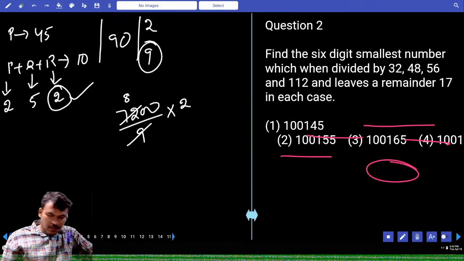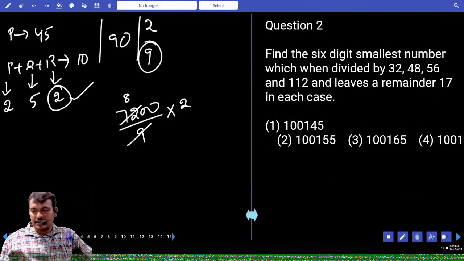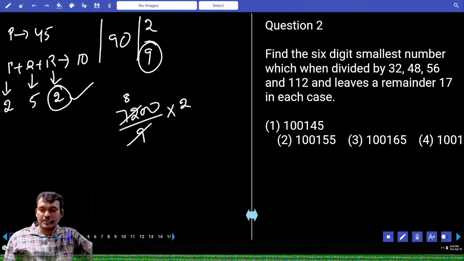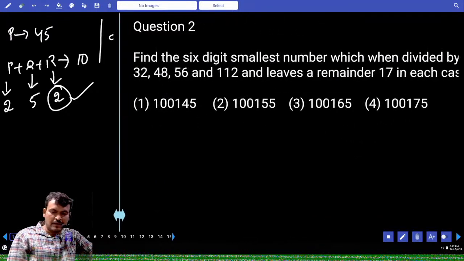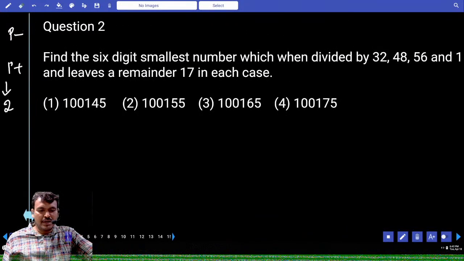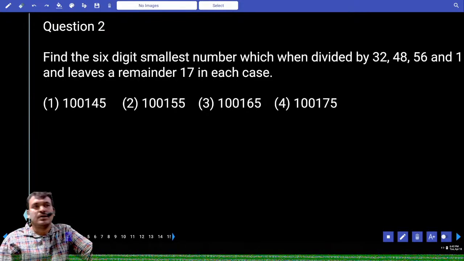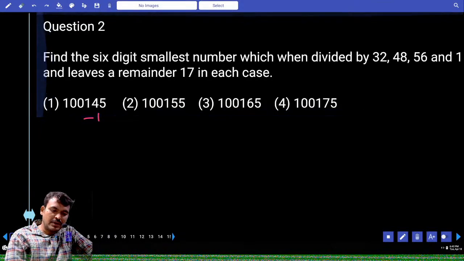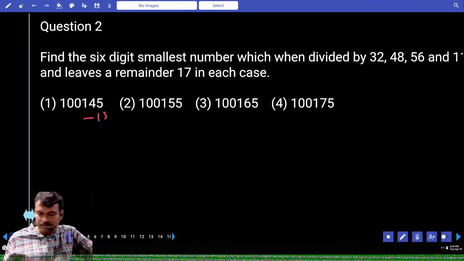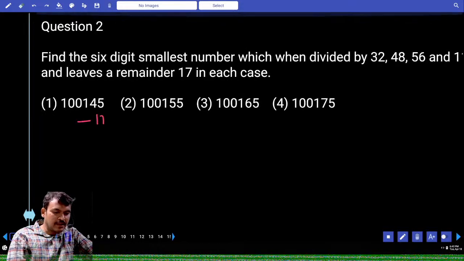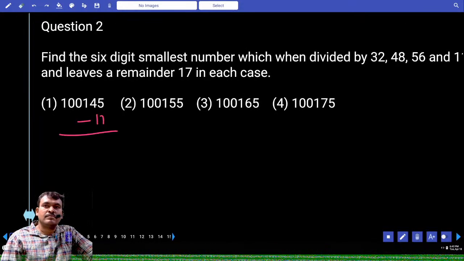Next, question number 2. Find the 6-digit smallest number which when divided by 32, 48, 56 and 112 leaves a remainder of 17 in each case. Sir, all the options include the remainder or not? Including. For the first option, subtract the remainder. What is the remaining value? Subtracting 17, what is the remaining value?